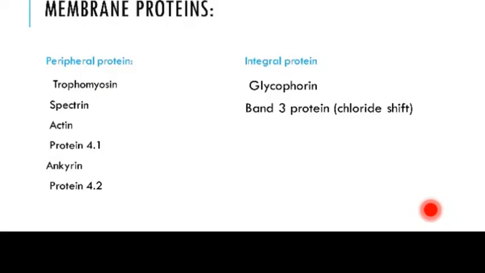And next we discuss about membrane protein. There are two membrane proteins, peripheral protein and integral protein. In the peripheral protein, there is tropomyosin, spectrin, actin, protein 4.1, ankyrin, and protein 4.2. And the integral proteins are glycoprotein and band 3 protein.